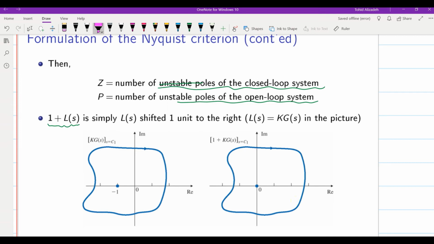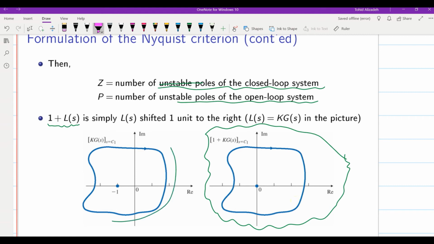So if you assume that on this side we have the map of 1 plus L, if we shift everything towards the left by 1, we will get the mapping of L of S. Because the difference is only 1 in terms of the real value. Yeah? So we can easily shift 1 plus L by 1 unit towards the left in order to obtain the mapping for L of S.